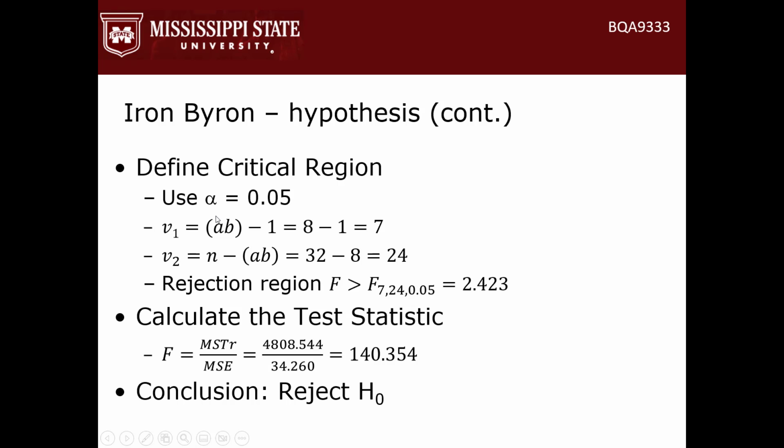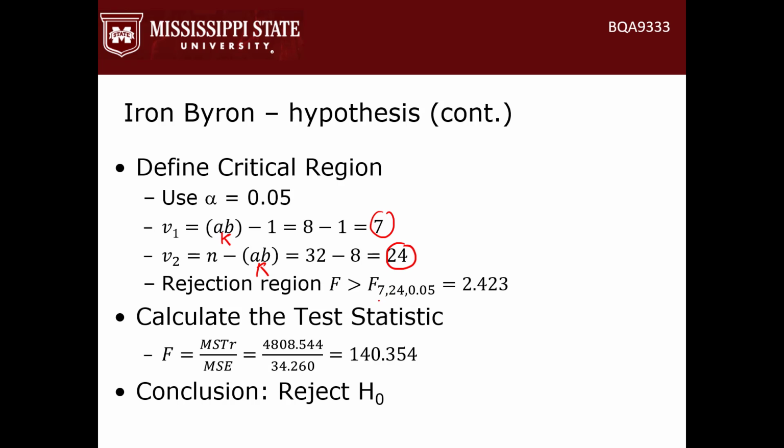So we've got the V1, which is basically going to be AB minus 1. That's the number of means, 8 minus 1. And remember, this is equivalent to the completely randomized design. These were like K's. So we have K, we've got 8 means, and the number of means here is A times B, so it's 8 minus 1 and 24. So we have 7 degrees of freedom and 24 degrees of freedom.